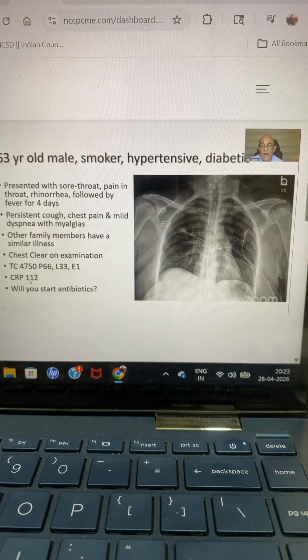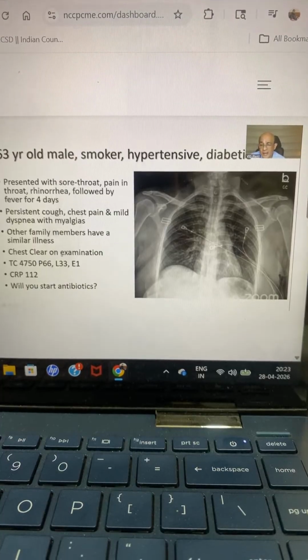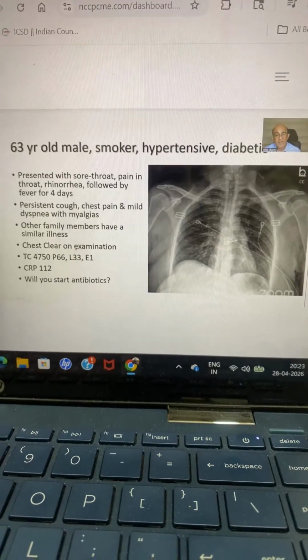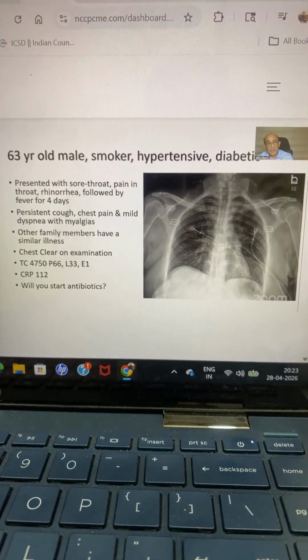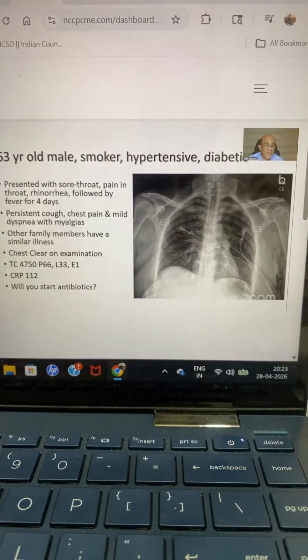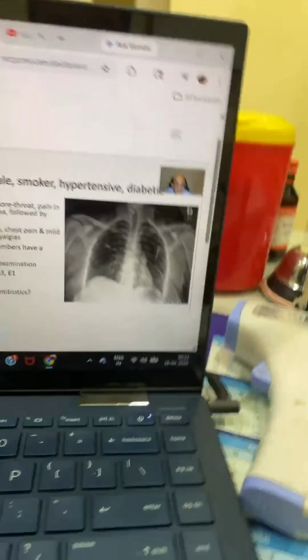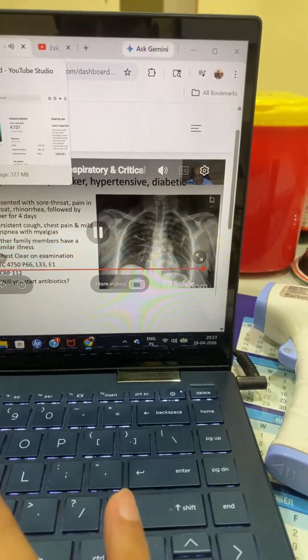The CRP is 112. This is a classic influenza-like illness where there are several members of the family who are down with a similar infection with cough, myalgia, pharyngitis, rhinorrhea, sore throat. And the high CRP, even though this is a viral infection, is very strongly in favor of influenza or an influenza-like illness.